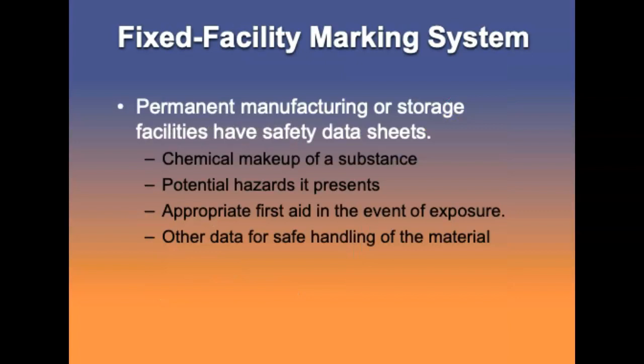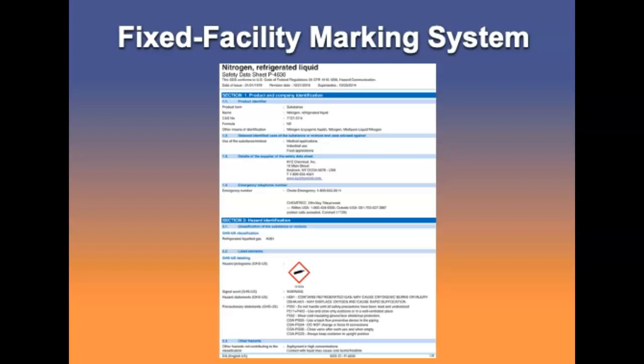At permanent manufacturing or storage facilities, you should obtain a safety data sheet that provides basic information to help save lives later. So it's going to have the chemical makeup of the substance, the potential hazards, appropriate first aid, and other data for safe handling. This figure shows an example of a safety data sheet for liquid nitrogen.